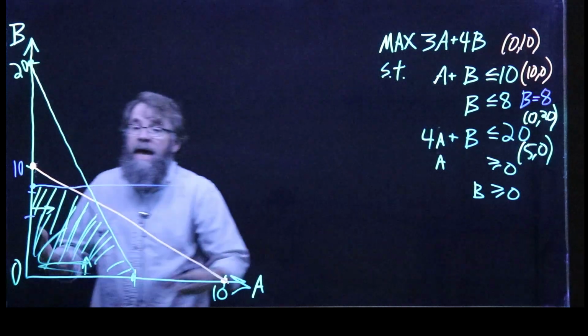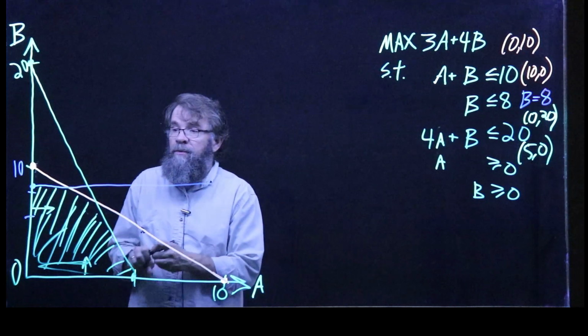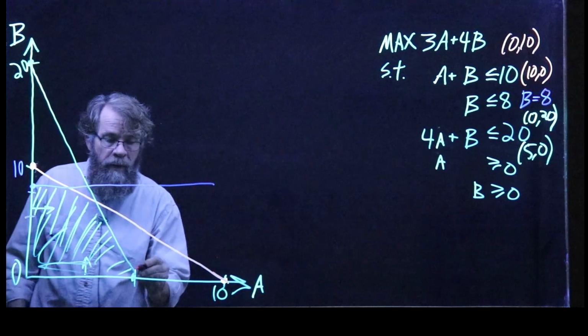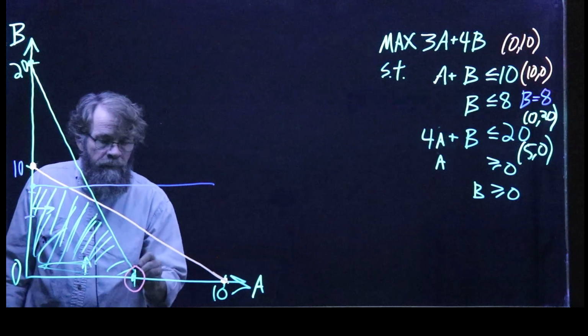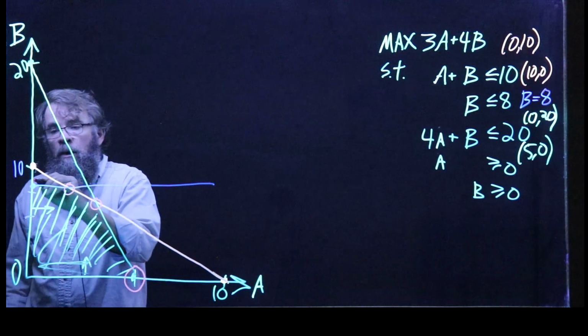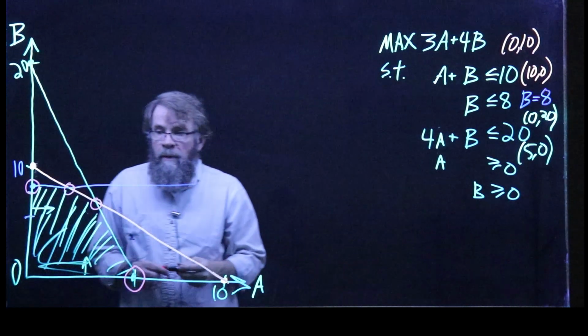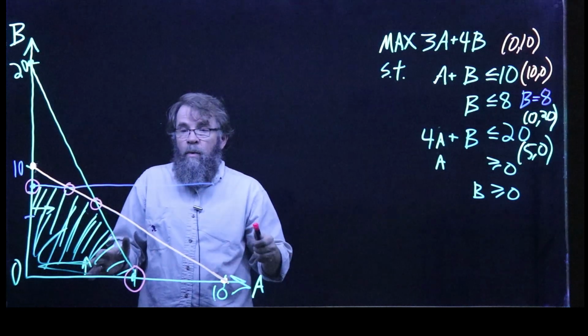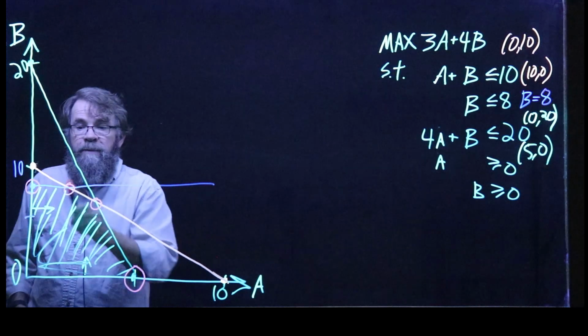And the optimal point has to be one of the corner points of our feasible region. So theoretically, it could be down here, it could be here, it could be here, or theoretically it could be there. Now, let me just say one word about these last 2 points.